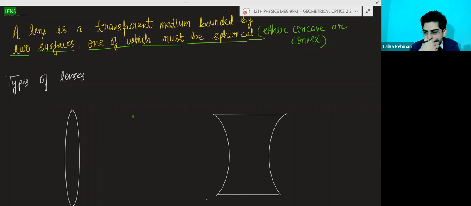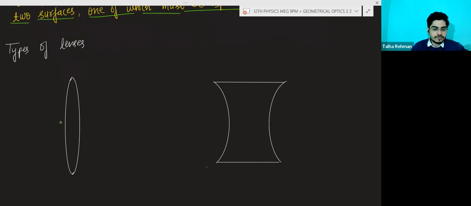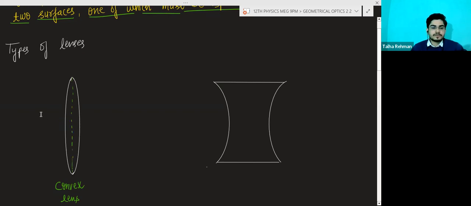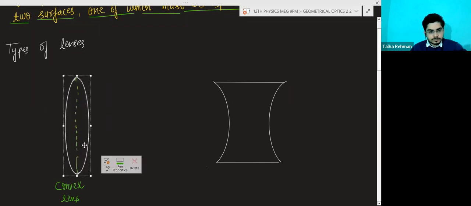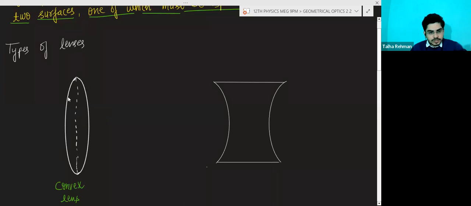Okay, so we will define the lenses. These are the lenses. This type of lens is known as the convex lens. Why am I saying this is a convex lens? You can just see here. Talking about this surface, Fawaz, can you tell me which type of surface is this? Is this a concave surface or a convex surface?